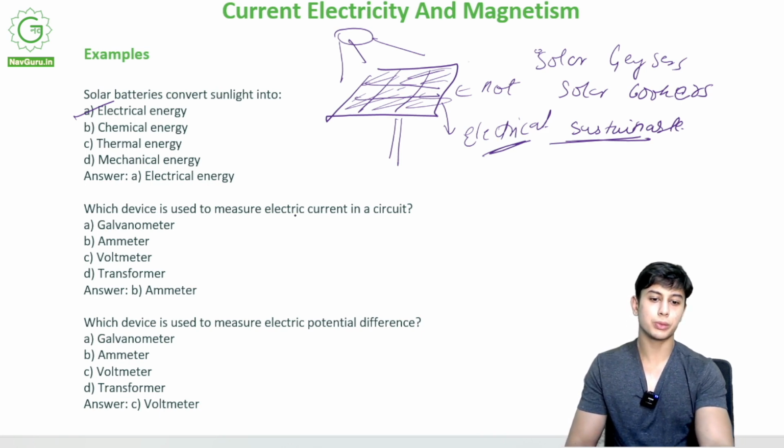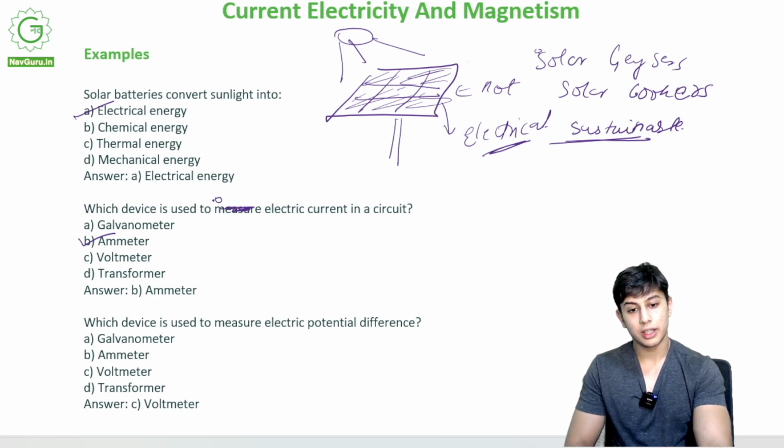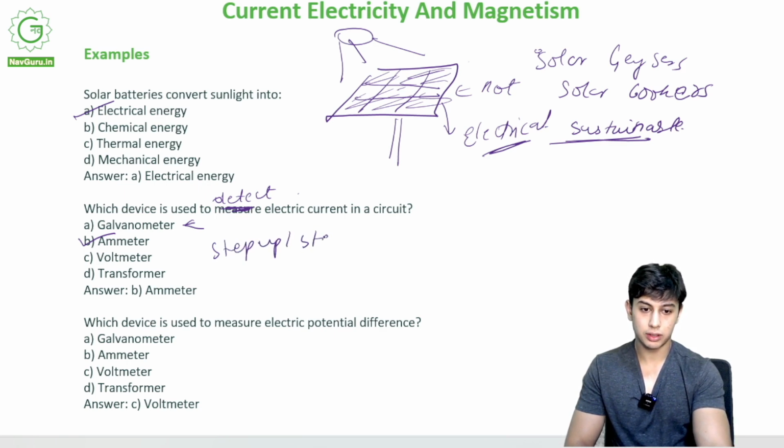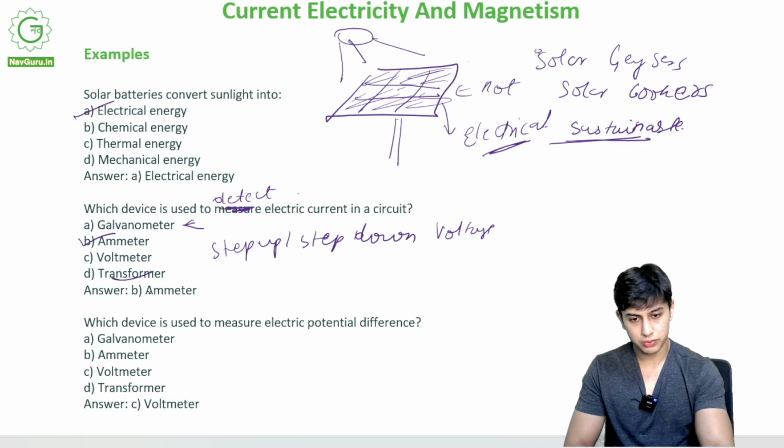Which device is used to measure electric current in a circuit? Ammeter. If it was not written measure, if it was written detect, then what would be the answer? Then this would be the answer. If it was written something else, like what can step up or step down voltage, current, whatever, then it would be transformer.